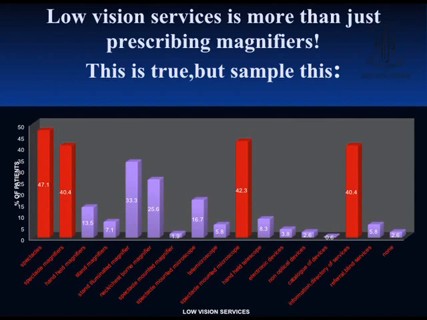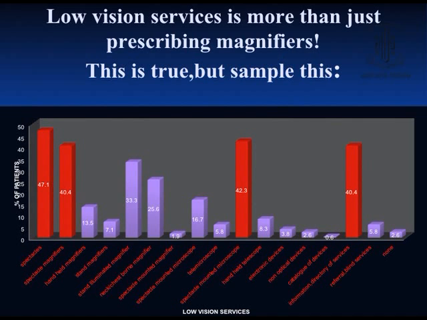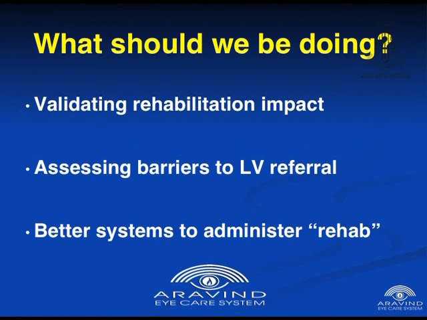And see this slide. Alan had shared this with me. Low vision services, they say, are more than just prescribing magnifiers, but this American Journal of Ophthalmology article in '99 showed that even now, spectacle magnifiers and directory of services are the most important services available for low vision. And what should we be doing? The concept of glaucoma care needs to change. The doctors and patients need to realize that low vision rehabilitation will help. The problem is there's so much work on how and when disability occurs, but very little work on how it can be improved. And that is where we need better systems to administer rehabilitation.